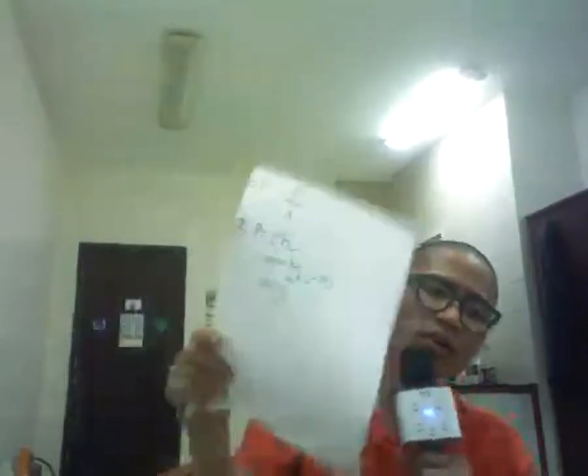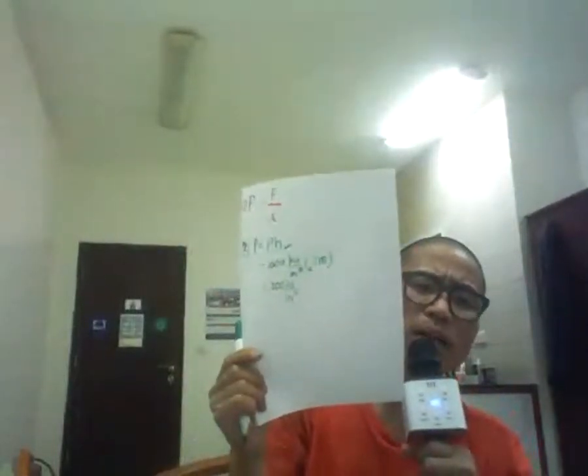Okay, let's say 2,000 kilogram per square meter. This one, kilogram per square meter. 200 kilogram per square meter is already a pressure.